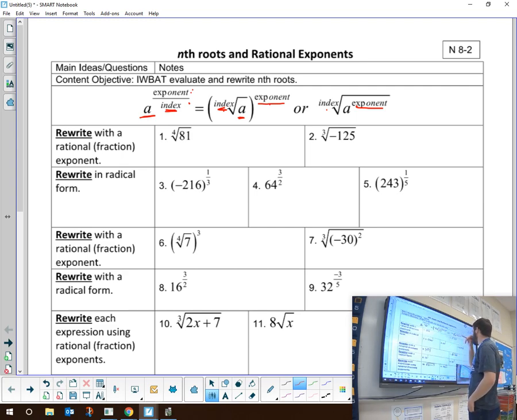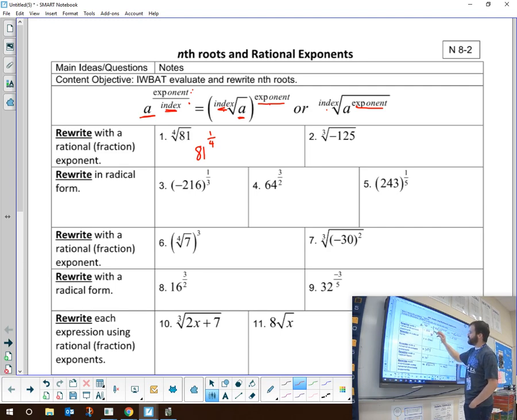So let's take a look here at number 1. We have the fourth root of 81. Well, we can write this as 81 to the power of 1 over 4. Okay? Because 4 is the index of the root that we're doing. So we create that fraction. 1 over 4 creates that root.